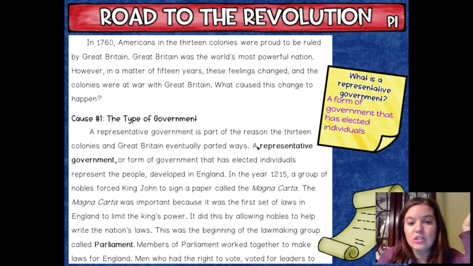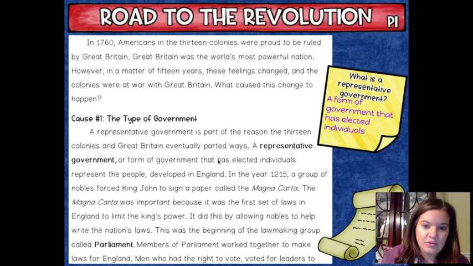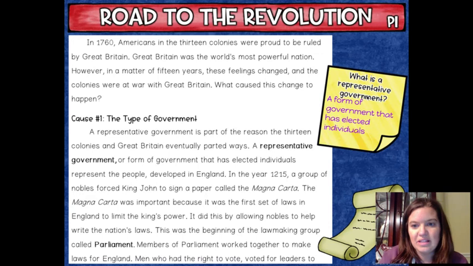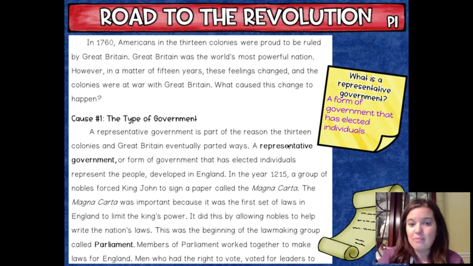While you're reading, you will notice that the word representative government is bolded. Most of the time in a nonfiction text, when you find the bolded word, you will find the answer right after it. It's a form of government that has elected individuals to represent the people, and they were developed in England. So what is a representative government? A form of government that has elected individuals. That's what you should have on that first post-it. Notice I went back into the text, I looked for the word, and I found it right after. That's a definition context clue.